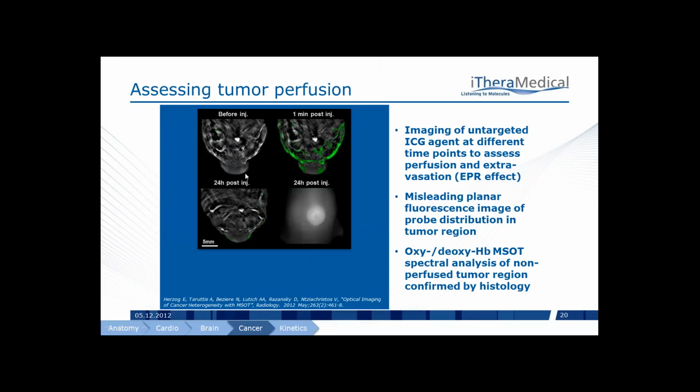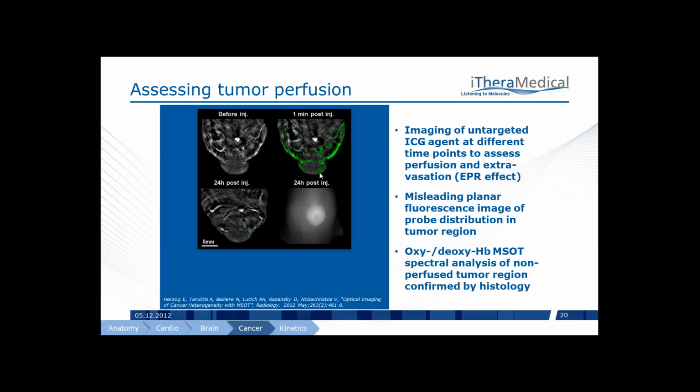On the left, we see an image of a subcutaneously injected tumor before injection of ICG, 1 minute post-injection of ICG, and 24 hours post-injection of ICG. This MSOT imaging is compared with regular fluorescence imaging shown in the bottom right panel. In the fluorescence imaging, the ICG signal seems to be very well distributed throughout the entire tumor. However, this does not compare very well with what we observe when we are assessing tumor perfusion with MSOT.